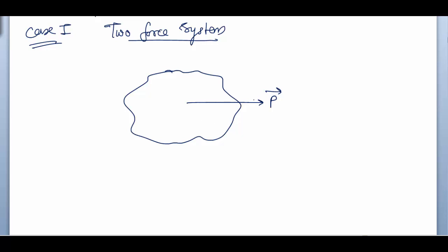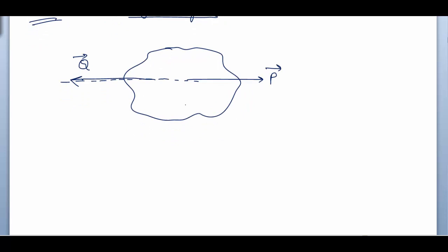We can say that the body will be in equilibrium by applying a force which is acting in the opposite direction, but in the same line of action, with the same intensity, so that the body will be in equilibrium. The first condition is satisfied, is summation of force equal to 0, and next one is summation of moment will also be 0.